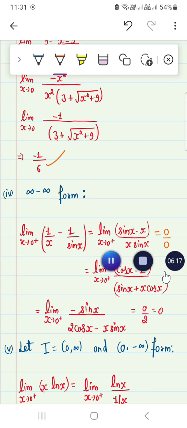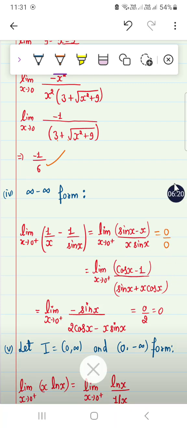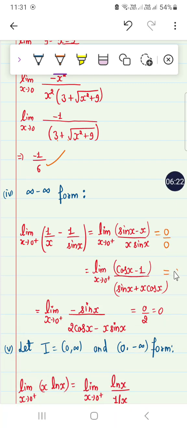Then this is also given as a 0 by 0 form. So if this also becomes an indeterminate form, now repeat the L'Hospital rule. This gives you minus sin x upon 2 cos x minus x sin x. So after taking the limit, sin 0 is 0, but cos 0 gives you 1, and this goes to 0. So this is 0 by 2, that is, the limit is 0. So there exists a limit.